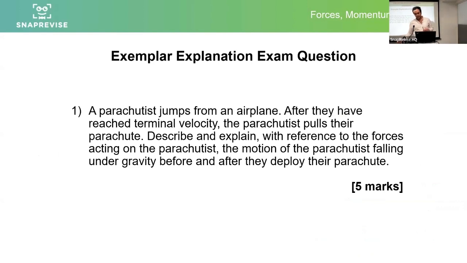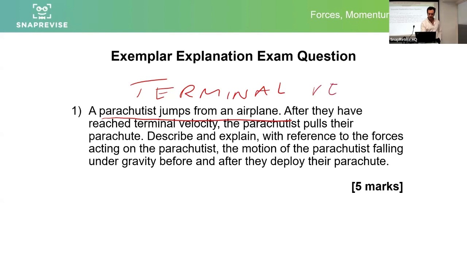Okay, let's look at an exam question. A parachutist jumps from an airplane. As soon as you see that, you should probably be thinking, terminal velocity. After they've reached terminal velocity, the parachutist pulls their parachute. Describe and explain, again, that famous double act of command words, with reference to the forces acting on the parachutist, the motion of the parachutist falling under gravity. So tell me what you will see.